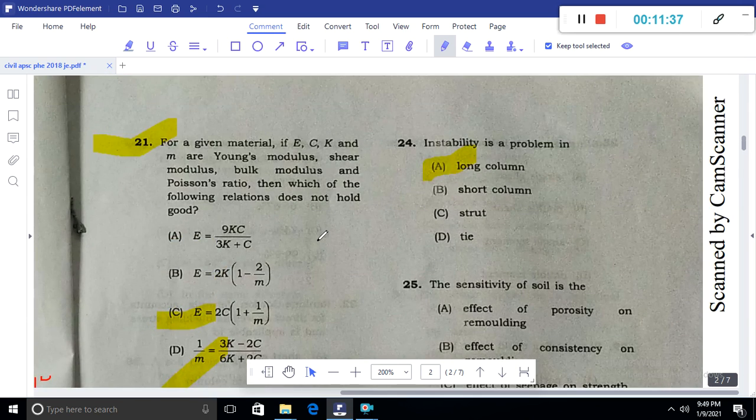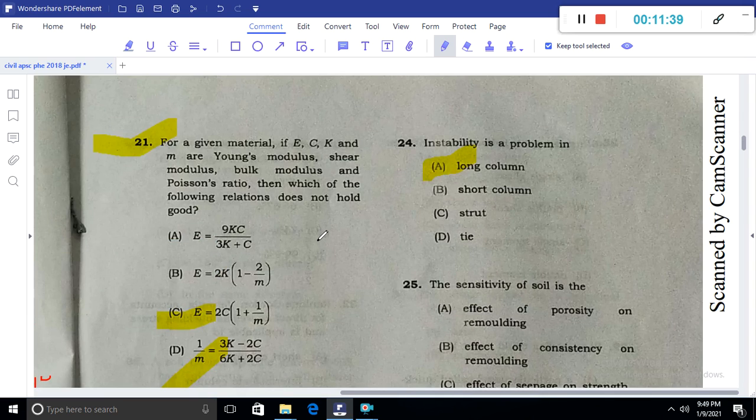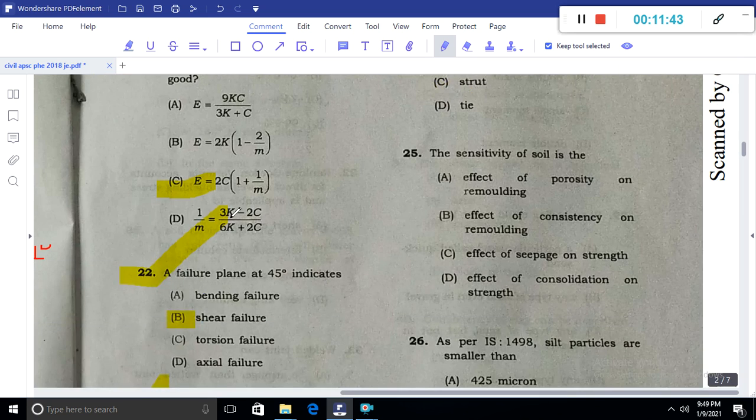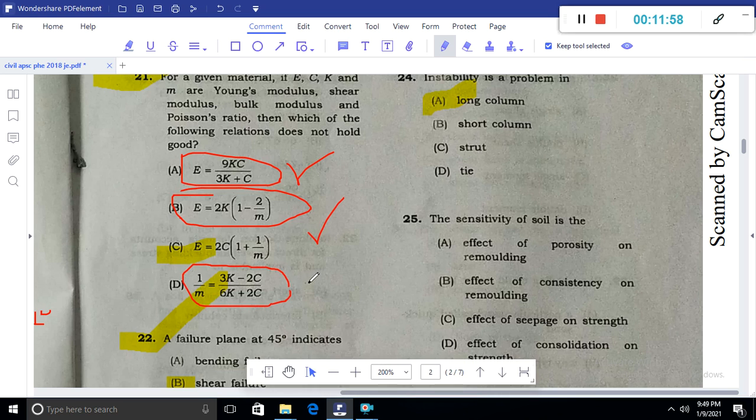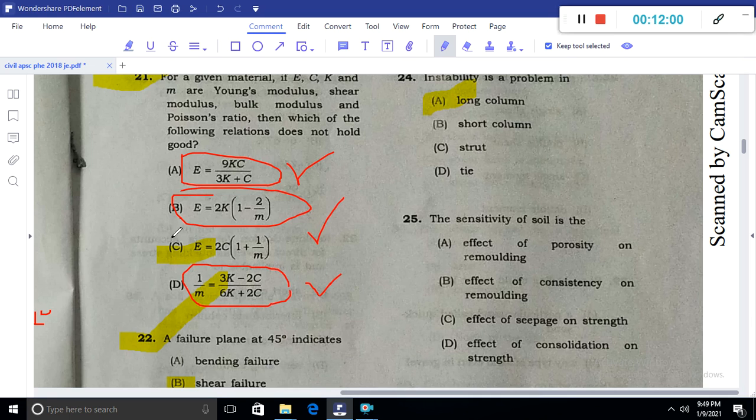Next, for a given material, if E, C, K are the Young's modulus, shear modulus and bulk modulus, then which is the correct relation, which is not correct. Here the correct relation is E equal to 9KC by 3K plus C. This is the correct relation, E equal to 2C(1 plus 1 by m). This is also correct, 1 by m equal to (3K minus 2C) by (6K plus 2C). It is also correct. But this, 2C(1 plus 1 by m), is the incorrect statement.